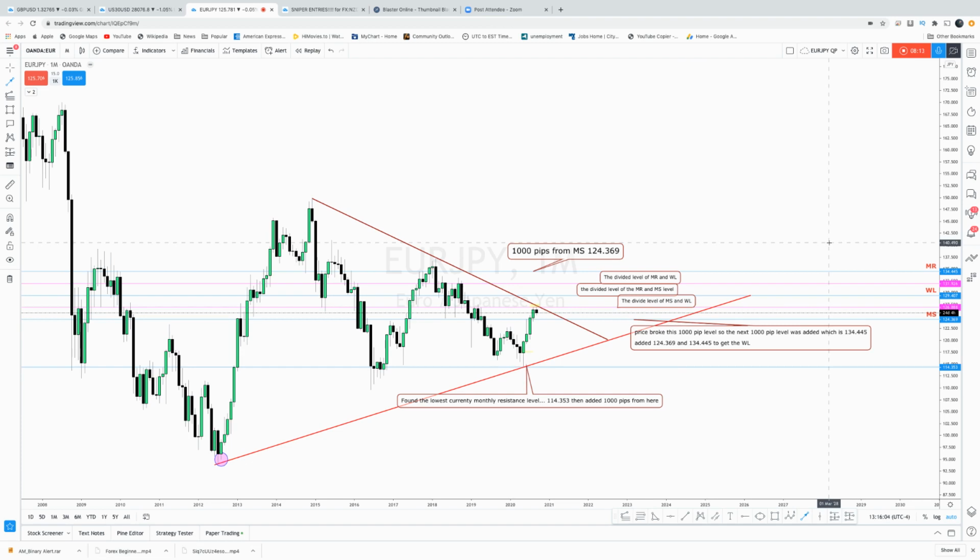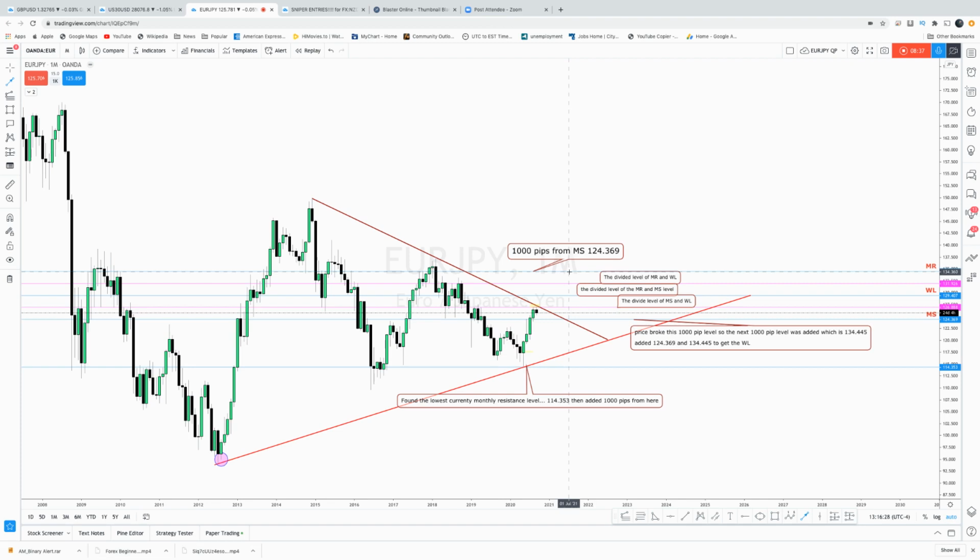I don't want to make this complicated. I don't want to sound complicated, like, oh, I got to use math or whatever. So let me just say this again slowly. When you find your 1,000 pips on the monthly, this is the 1,000 pips from the bottom, but because price has broken above it, now I'm looking for the next subsequent 1,000 pips.